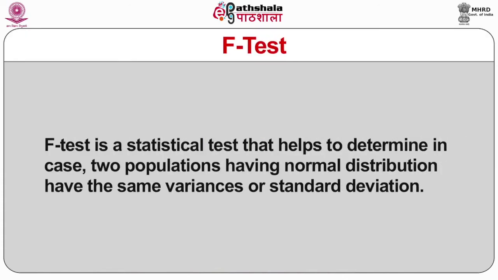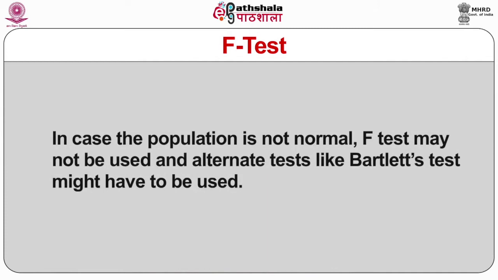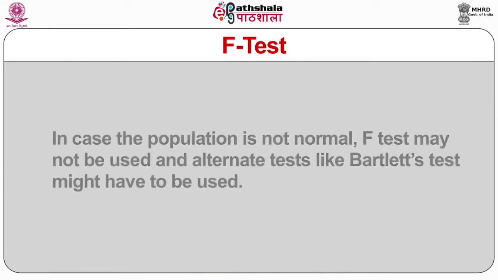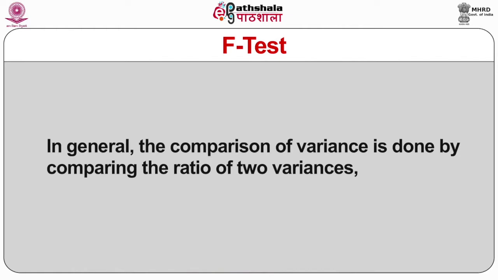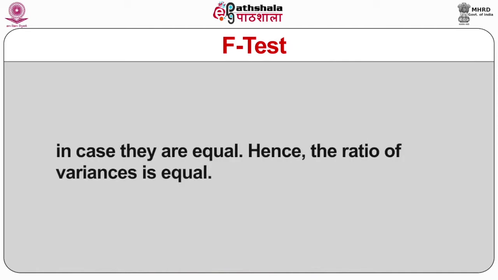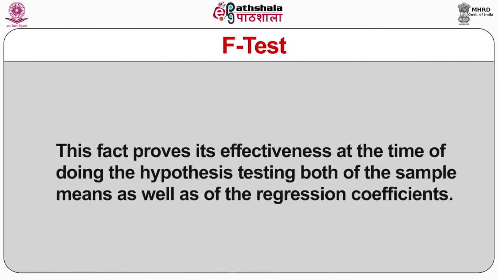F-test is a statistical test that helps to determine whether two populations having normal distribution have the same variance or standard deviation. It is an important constituent of analysis of variance. In case the population is not normal, F-test may not be used and alternate tests like Bartlett's test might have to be used. In general, the comparison of variance is done by comparing the ratio of two variances. In case they are equal, hence, the ratio of variance is equal. This fact proves its effectiveness at the time of hypothesis testing for both the sample means as well as the regression coefficients.